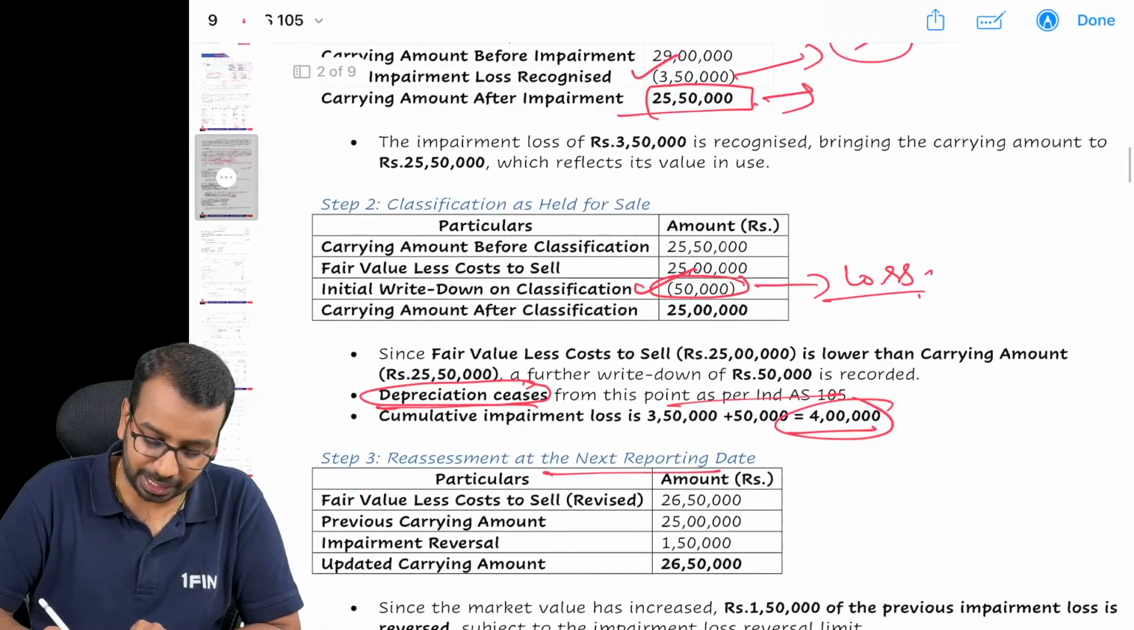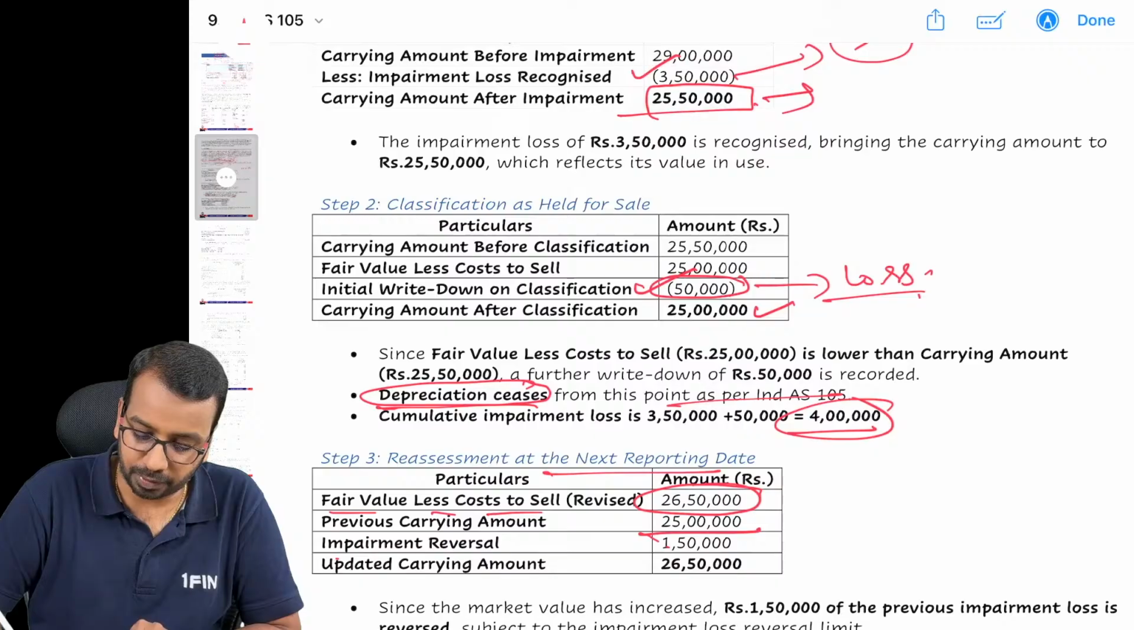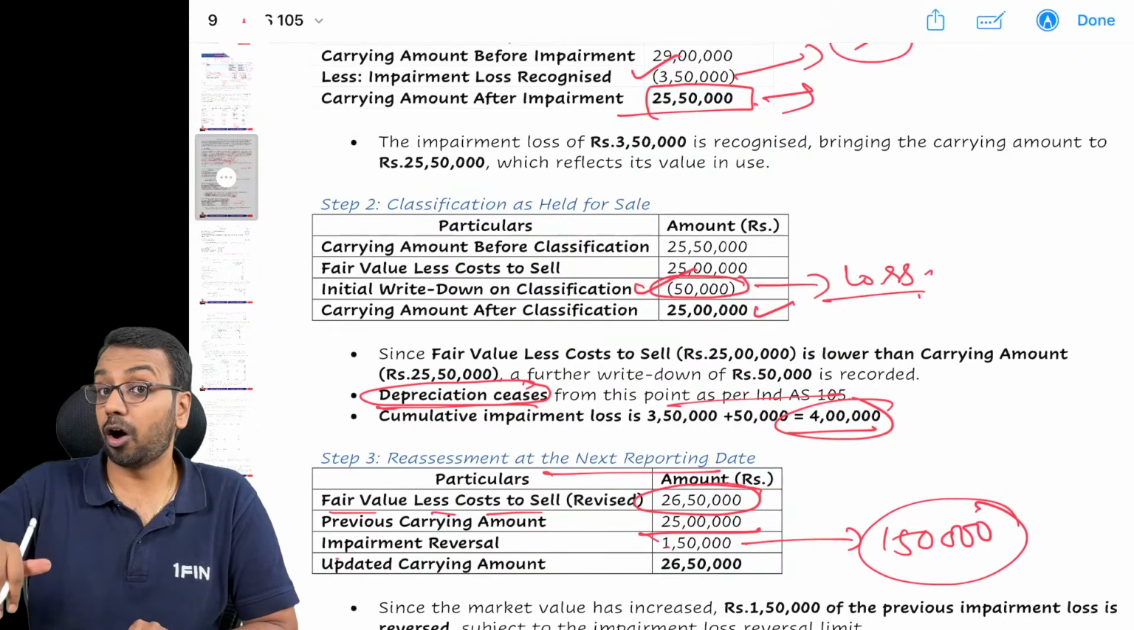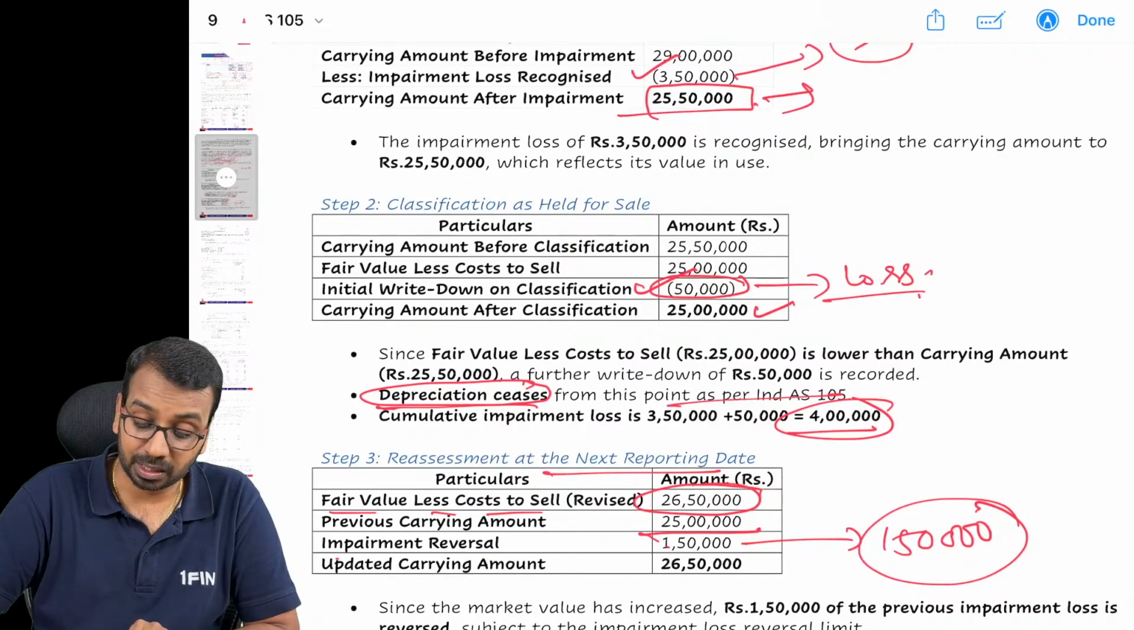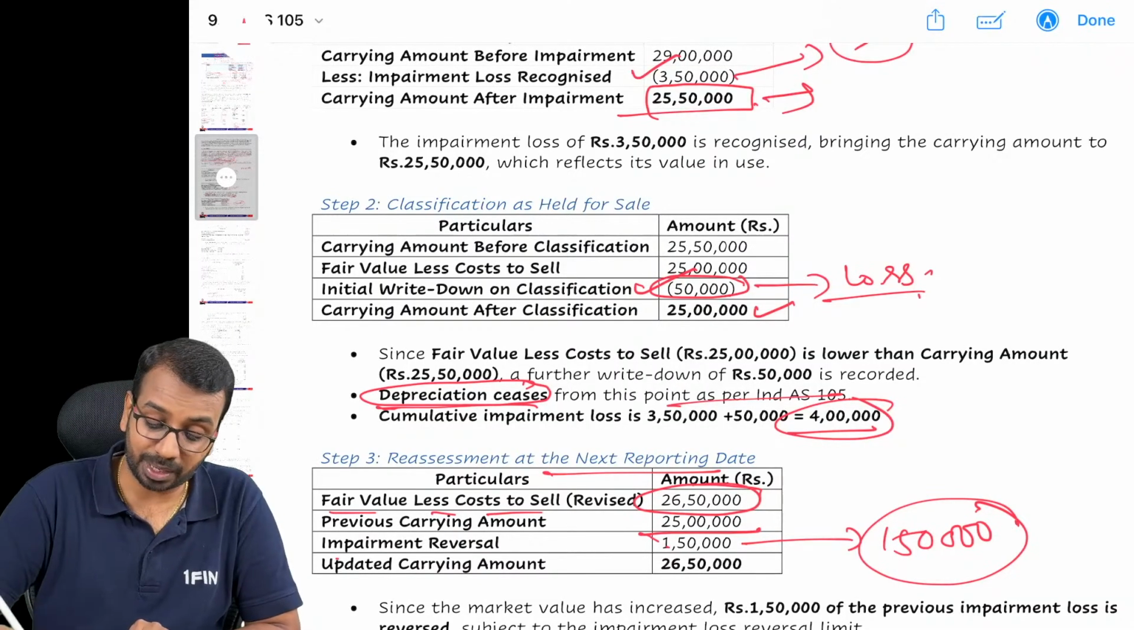Subsequently, at the next reporting date, fair value less cost to sell is 26 lakhs 50 thousand. Previously, we have measured it at 25 lakhs. So the reversal of 1,50,000 of impairment will be done. How much can we reverse maximum? Maximum reversal will be 4 lakhs.